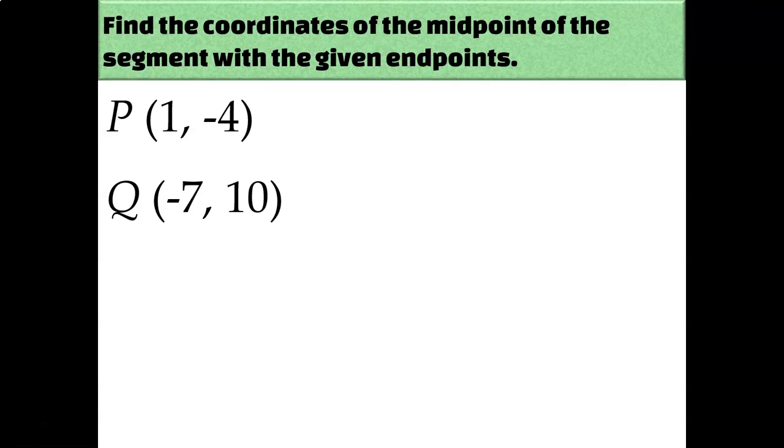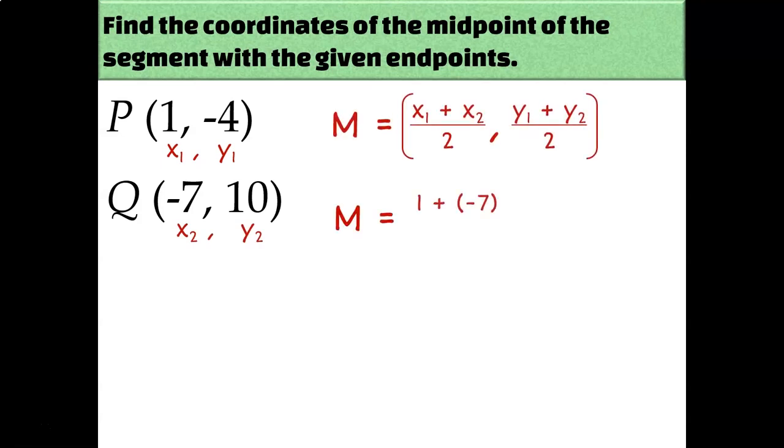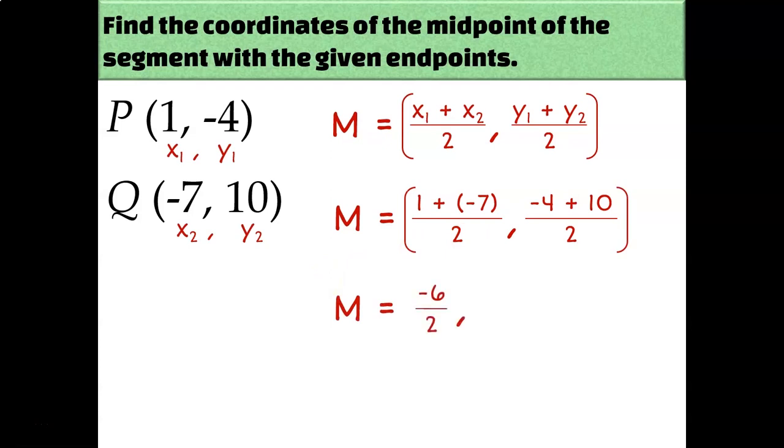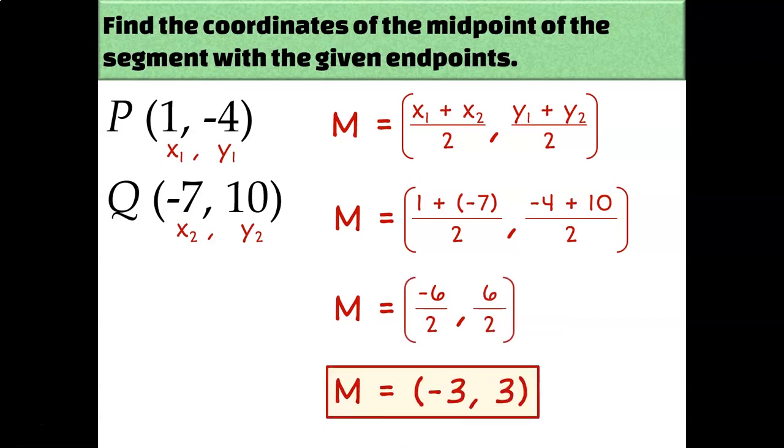And the good news is you don't even have to have a coordinate plane in order to use the midpoint formula. Even if I just tell you that these are the coordinates of my endpoints of a segment, you can calculate the midpoint using the formula. So I'm going to label point P as x1 and y1, and point Q as x2 and y2, and plug in the formula. So the midpoint is going to be equal to 1 plus negative 7. Feel free to write that as 1 minus 7 if you prefer, over 2, and negative 4 plus 10 over 2. 1 plus negative 7 is negative 6. Negative 4 plus 10 is positive 6. So the midpoint for this segment is negative 3, positive 3.